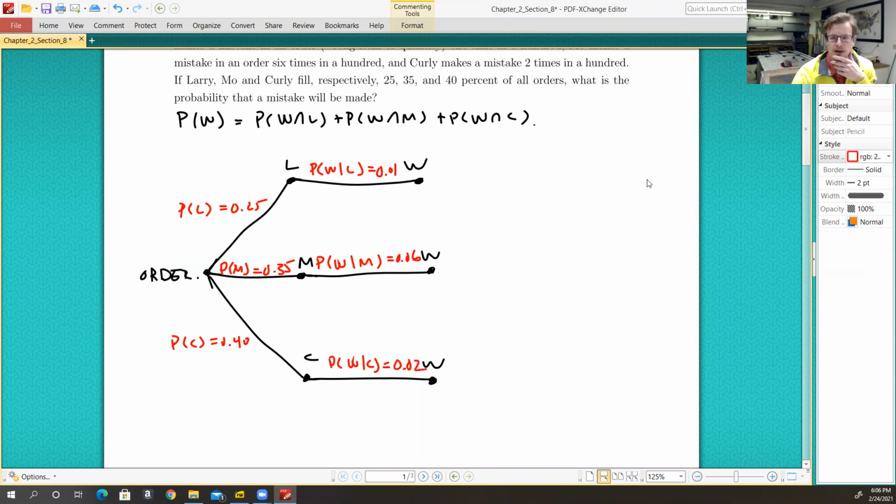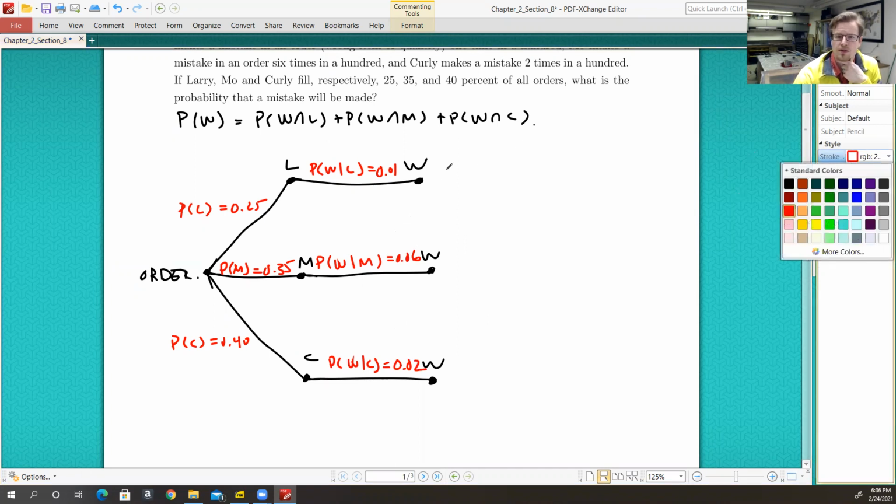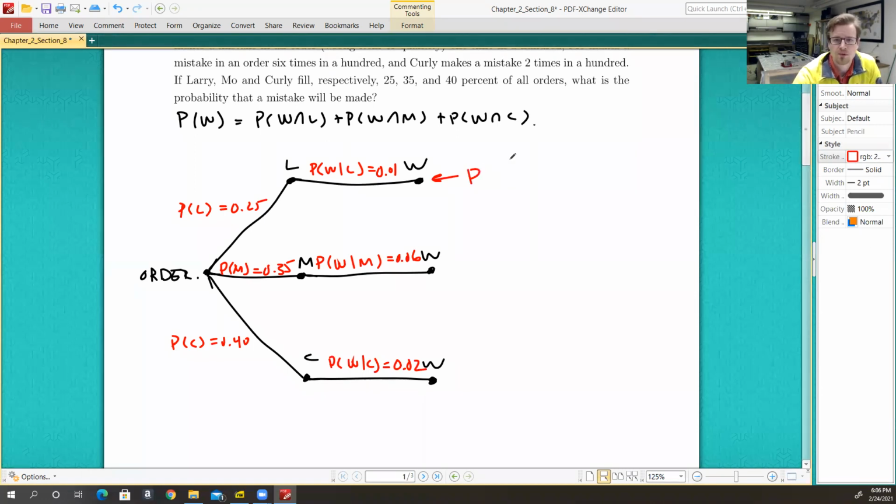Okay, so this gives us our probabilities, and the end result is that Larry filled it and we have a mistake. So once we're here, we can identify the probability that Larry fills it and there's a mistake as the product of these 2 numbers. What's the probability that we're going to go down both of them? Well, the product. So the probability of Larry filling it times the probability of a mistake given that Larry filled it.